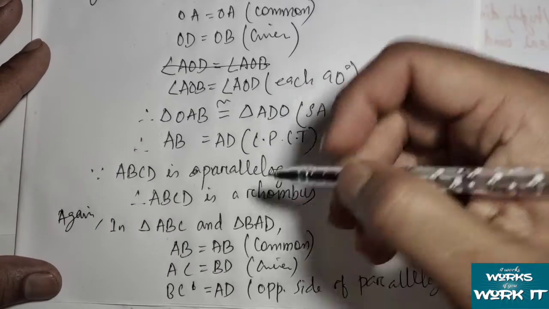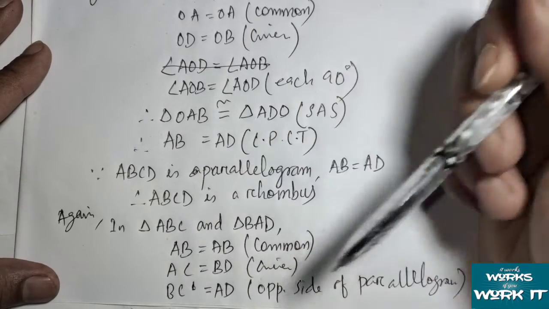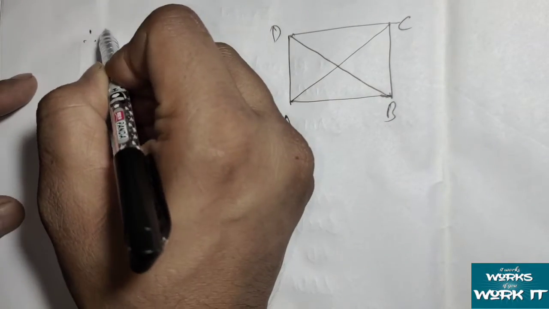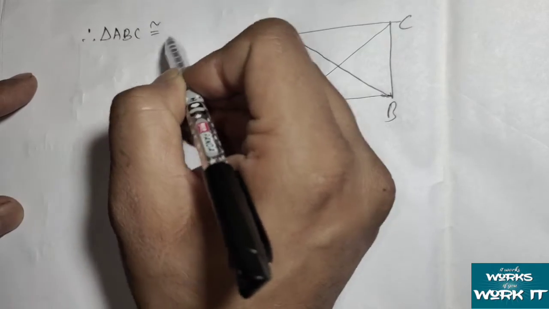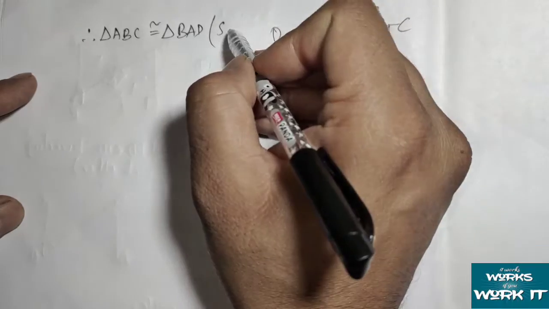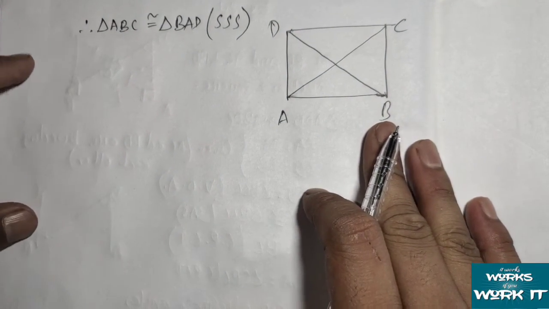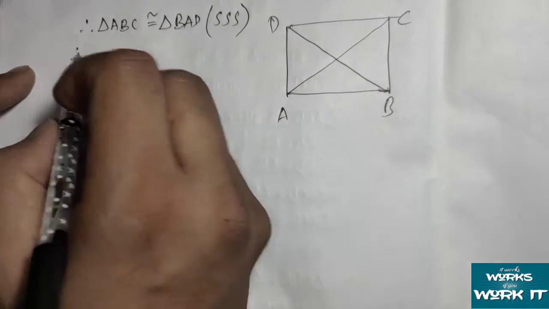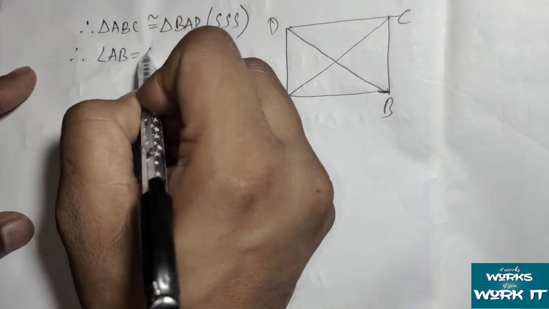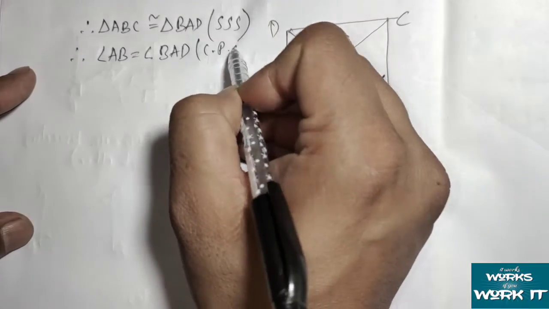Okay, so AB equal to AB, common side. AC equal to BD, that was the given diagonals, and BC is equal to AD. The opposite sides of a parallelogram are always equal. Therefore, we can write triangle ABC is congruent to triangle BAD. Why? Due to SSS. So three sides we have taken equal. Therefore, we can write angle ABC will be equal to angle BAD. These are the two angles I am taking equal due to CPCT.